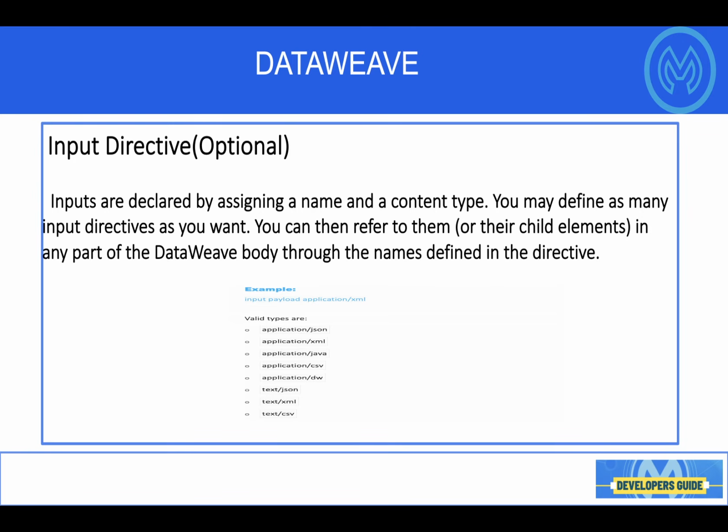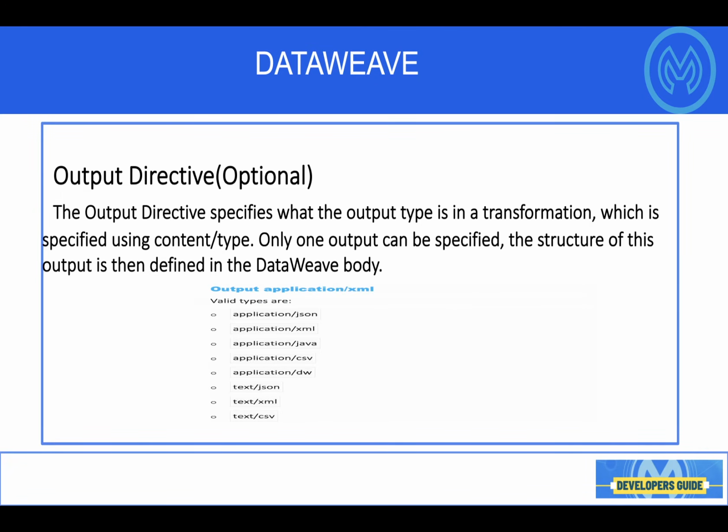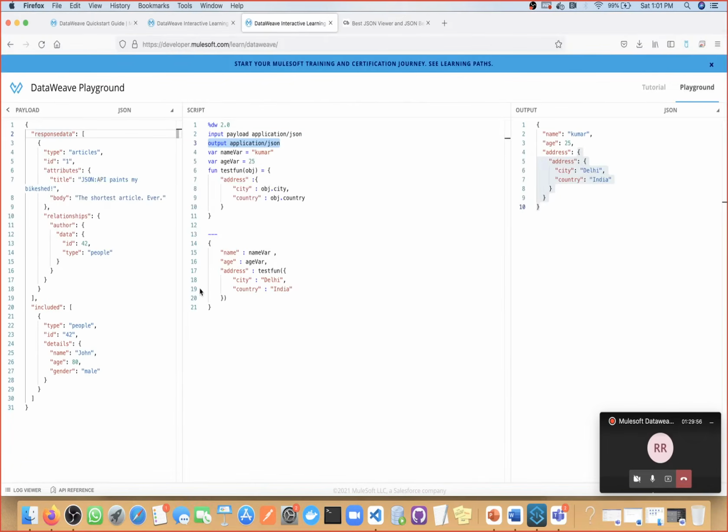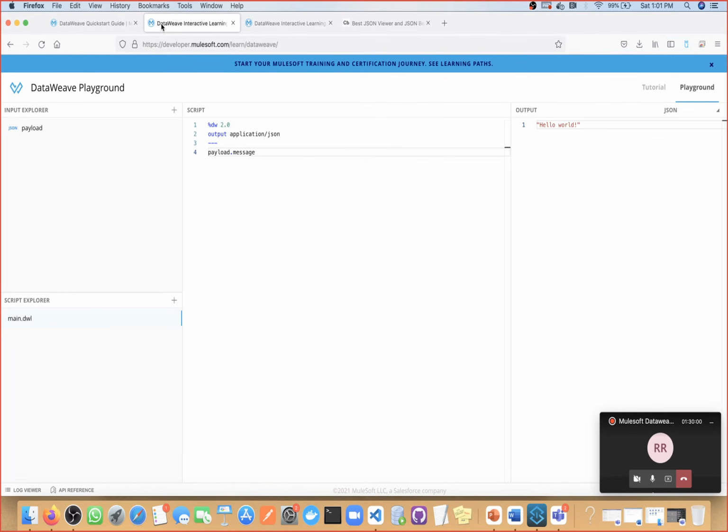As I mentioned, in the input directive we have multiple data types like application JSON, application XML, application Java, CSV, Dataweave, text JSON, text XML, text CSV. Like this, we have multiple messaging formats which our Dataweave supports. In the same way, output also supports multiple formats. Here I have given just the high level ones which we use very frequently. Apart from that, there are many other output types which Dataweave supports. You will get the entire list inside the Mulesoft documentation.